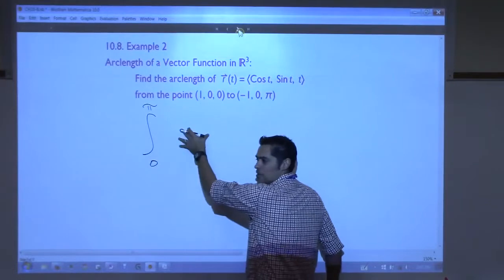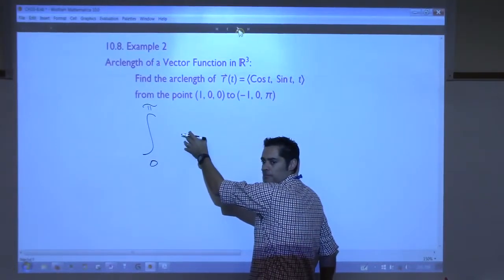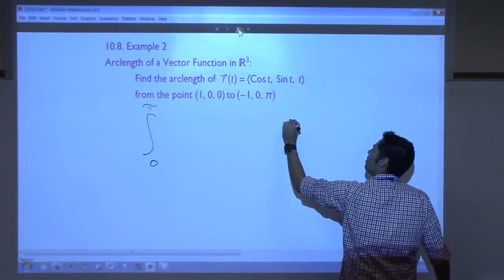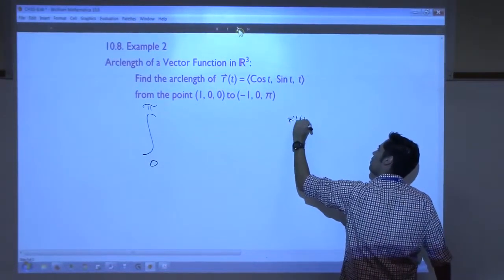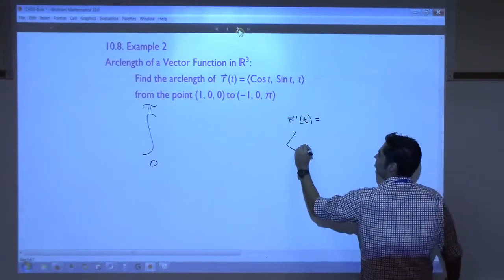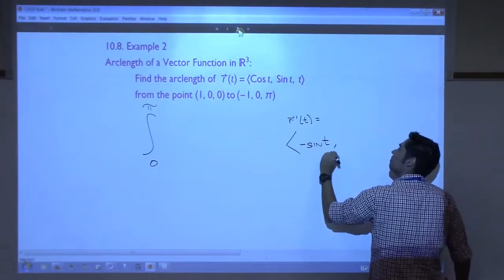And now I need the magnitude of the derivative, don't I? Magnitude of derivative? Let's do that right here. What is the derivative of this vector function? Negative sine t.